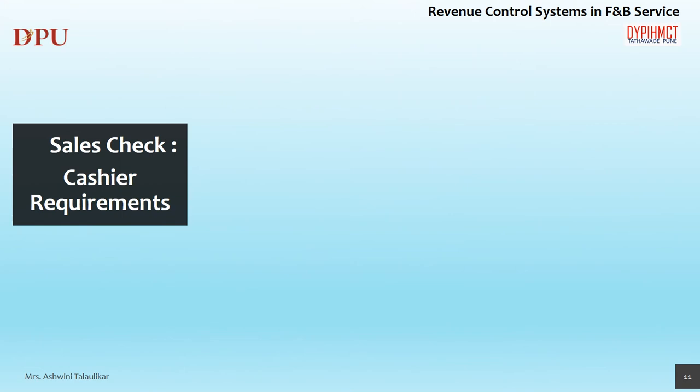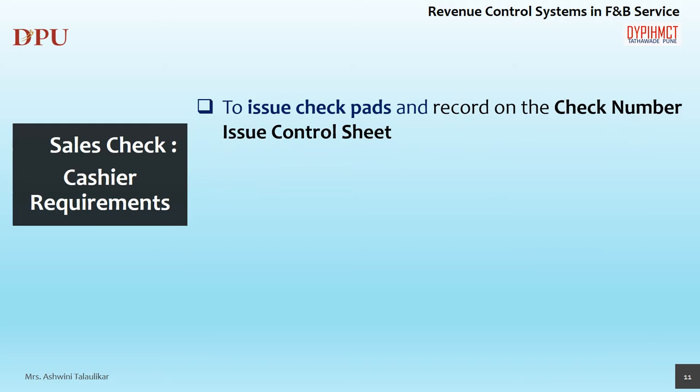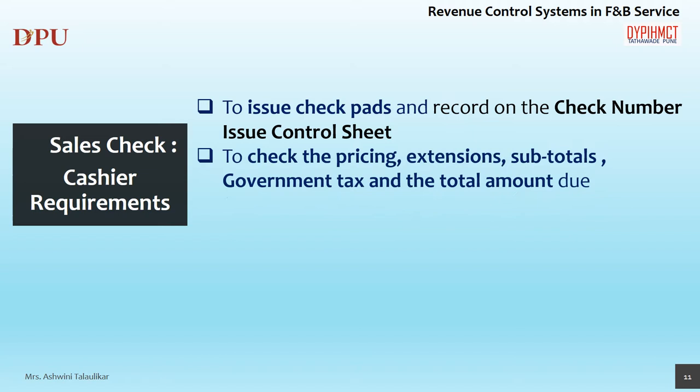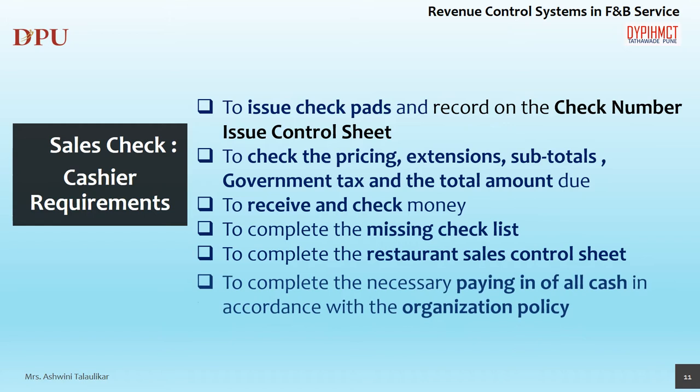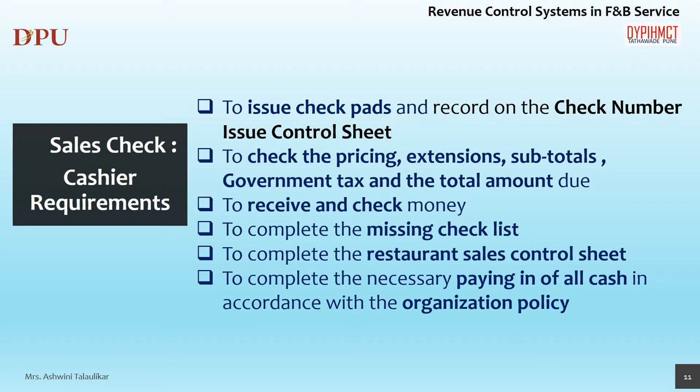The cashier requirements for sale checks are to issue check pad and record on the check number issue control sheet, to check the pricing, extensions, subtotals, government tax and the total amount due, to receive and check money, to complete the missing checklist, to complete the restaurant sales control sheet, and to complete the necessary paying in of all cash in accordance with the organization policy.